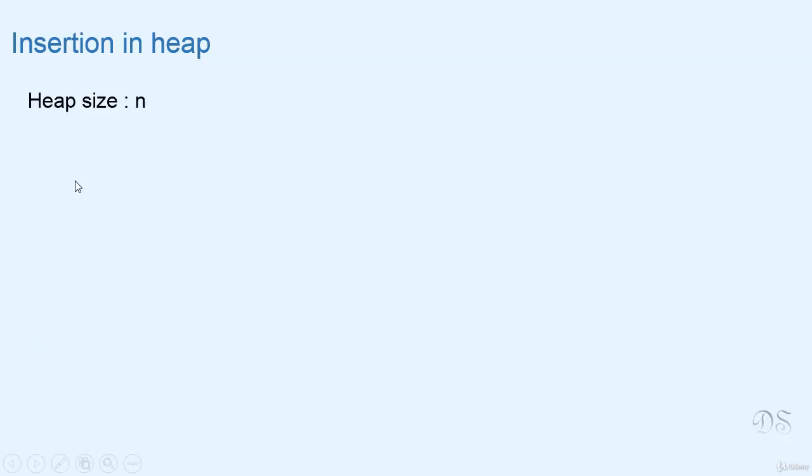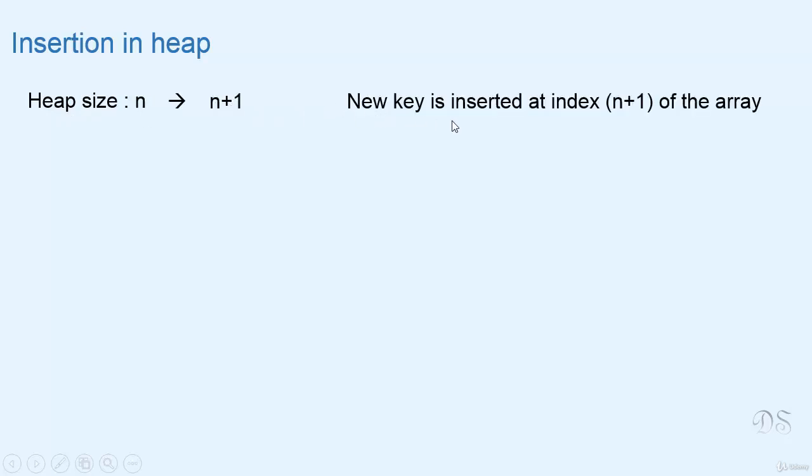Now suppose we have to insert a new key in a heap of size n. Then first the size is increased to n plus 1 and then the new key is inserted at the n plus 1th index of the array. This is the next leaf node of the tree. So the tree remains a complete binary tree after insertion also.